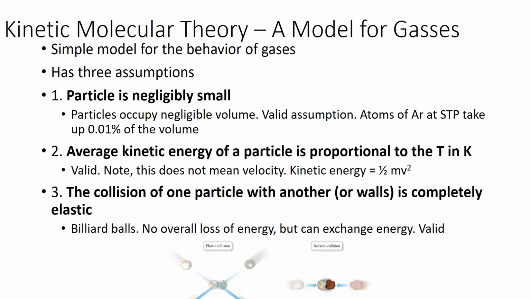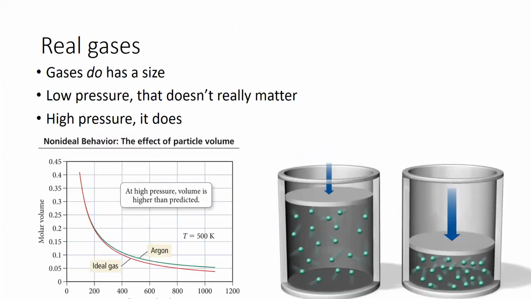So just a reminder that what we've been talking about is kinetic molecular theory. That is, how can we explain the behavior of gases? And remember, we have 3 assumptions for this. 1, gases are so small, they don't actually occupy volume. 2, that the hotter you get, the higher the average kinetic energy increases. 3, collision of particles are elastic. You don't lose energy, but you can transfer energy.